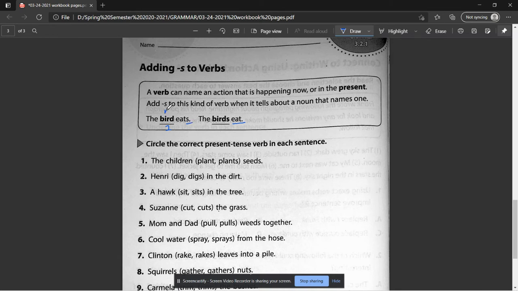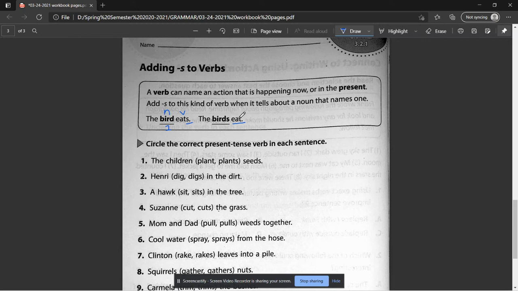Let me write N for noun, V for verb. The noun is bird. Bird is singular. That's why I wrote number 1 at the bottom. Eats, this is the verb. That's why I have the V at the top. And it ends with the letter S. Why? Because my noun is singular. The bird eats. And this is happening right now in the present.